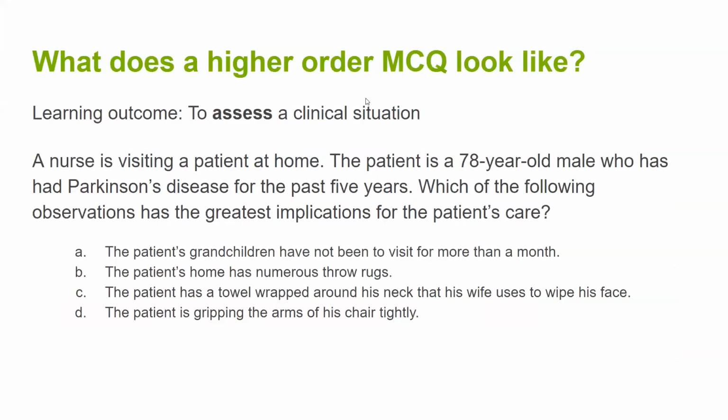So I want to go into 2 examples of what a higher order MCQ actually looks like. As Lauren went through earlier with Bloom's and the different levels that we can assess at, this is something really important for you to think about. In this question, the learning outcome is to assess a clinical situation. The student has to read the scenario about a nurse visiting a patient and make a decision on what they observed based on that information. So they have to apply what they've learned about a theory or about a disease to the scenario. So this could be classified as a more complex question.